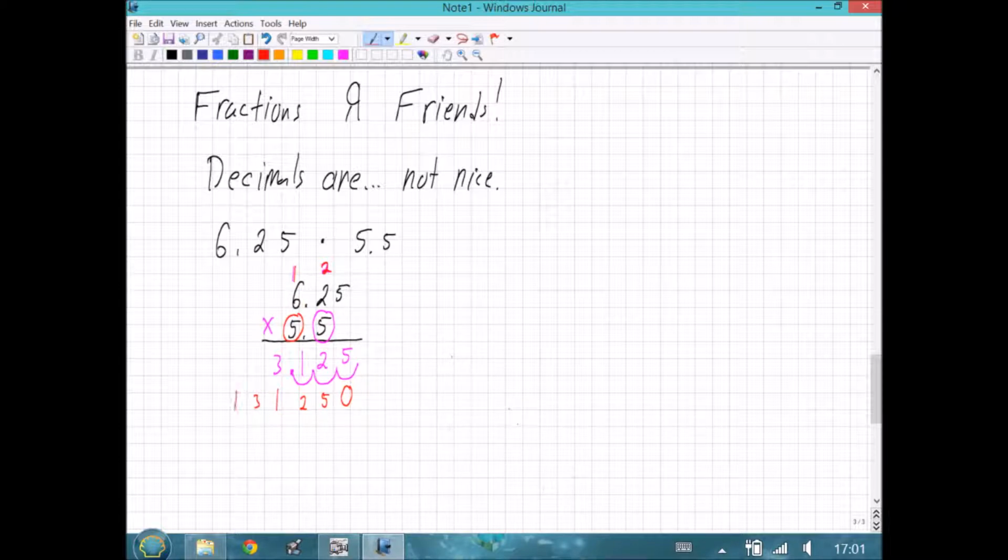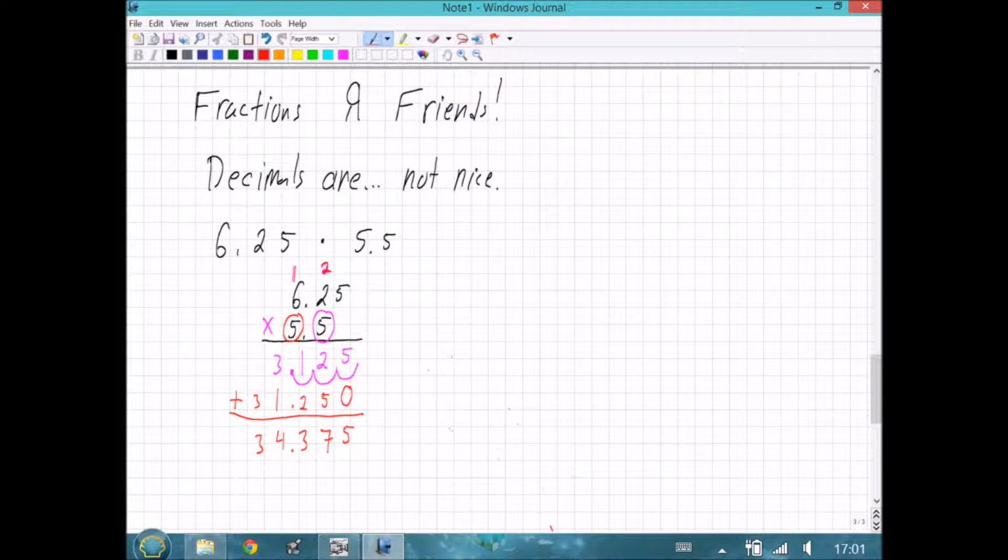And then we add the two numbers together. 5 plus 0 is 5. 2 plus 5 is 7. 1 plus 2 is 3. 3 plus 1 is 4. And then there's a 3. And don't forget, the decimal goes down in alignment too.